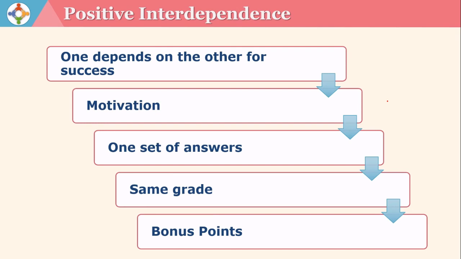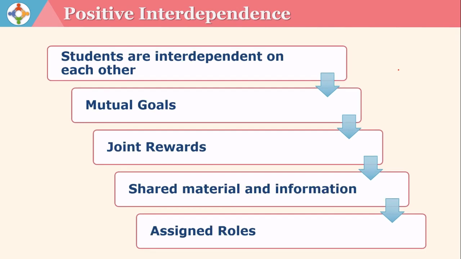There is one set of answers which they have to reach. They have the same grading levels and the same bonus points. So if this is the case, there will be positive interdependence. Then comes the second part of positive interdependence. That is, students are interdependent on each other for mutual goals, joint rewards, for material, information, and for roles. One cannot perform the role if the other is not cooperating. So that is how students are interdependent on each other.